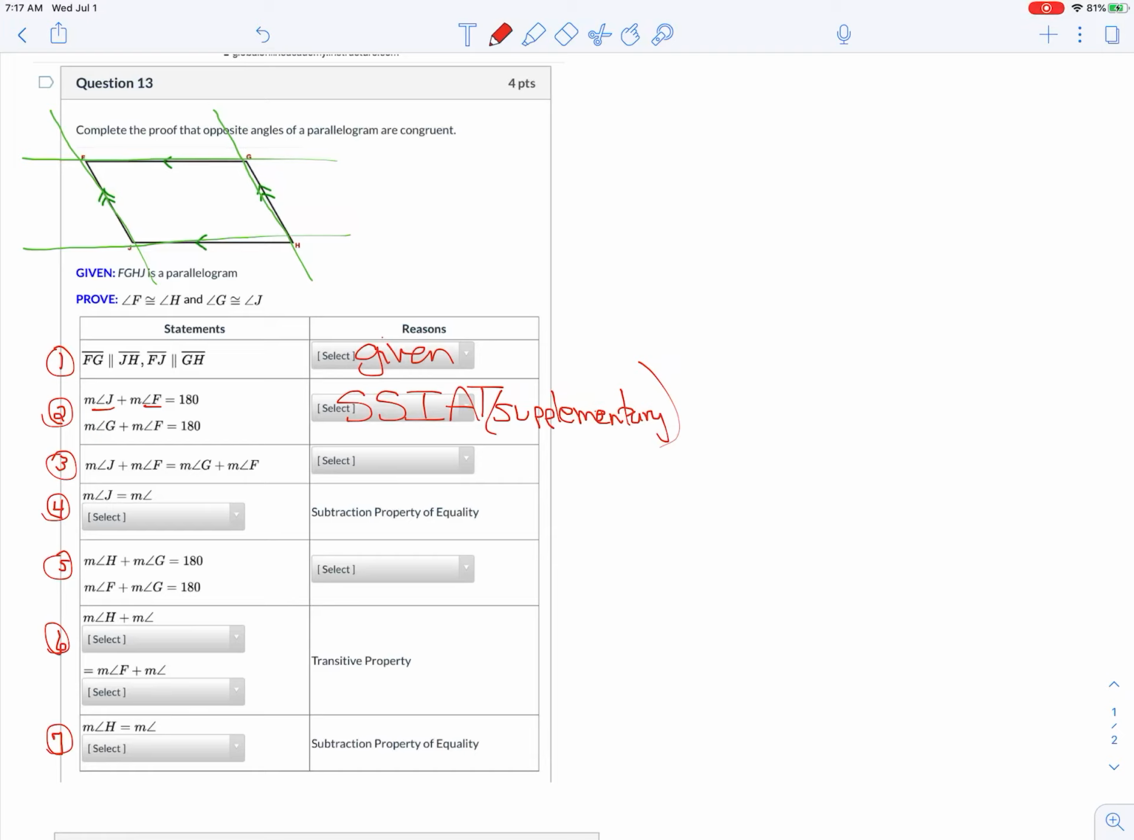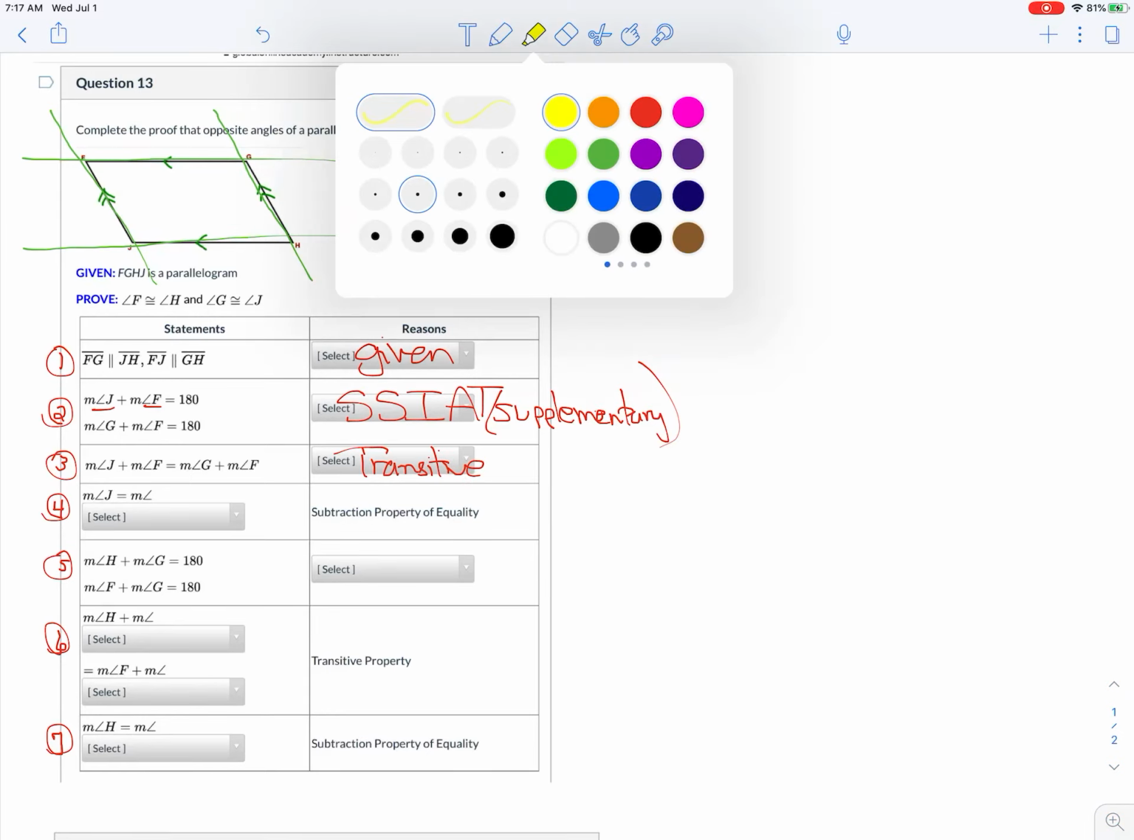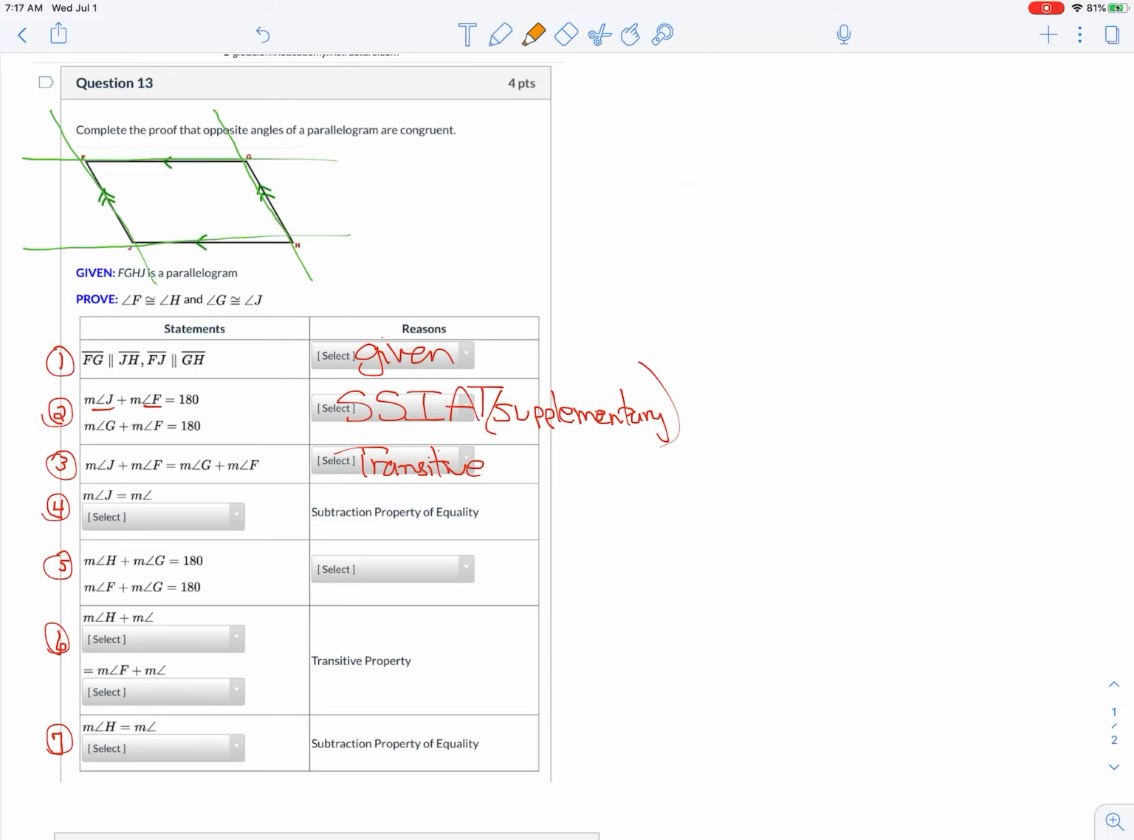We put J and F and G and F, standard move. You should know this by now. That's the transitive property. And another standard move, when we've got J and F and G and F, we can subtract those F's to leave J and G. That's just by the subtraction.